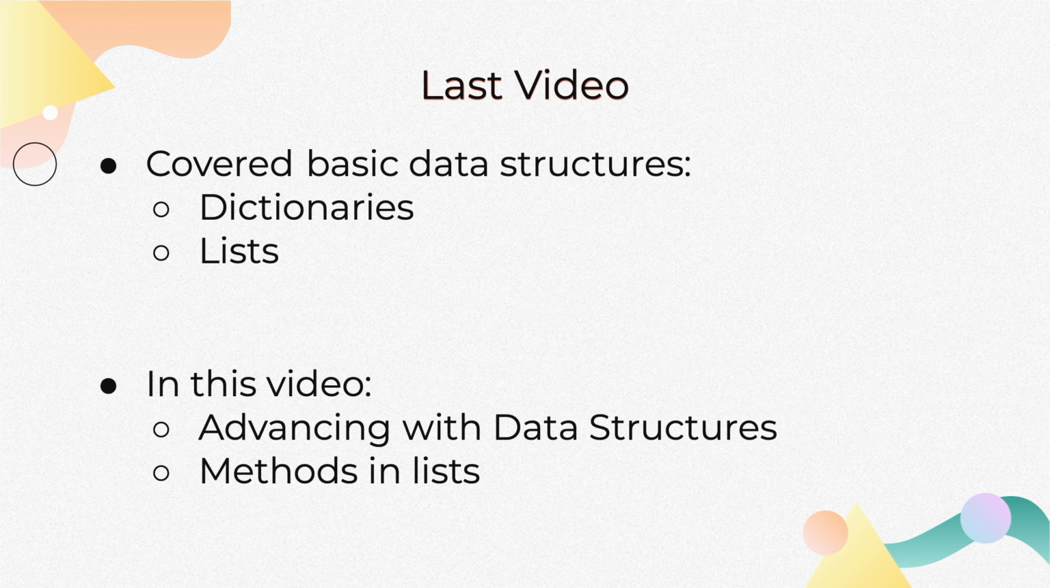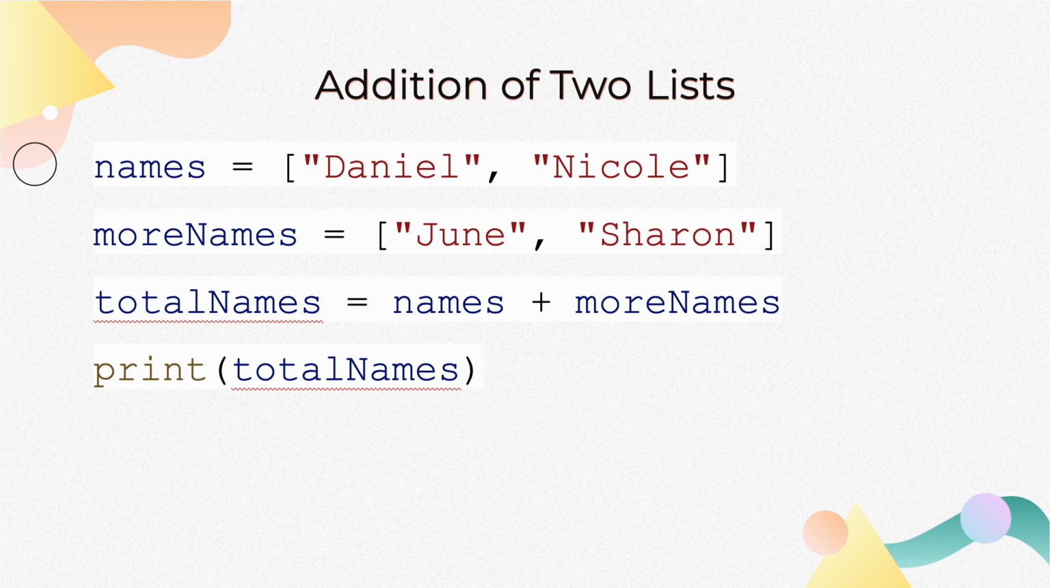In this lesson, we will be covering advancing with data structures and some methods within lists. Remember that in last videos, we covered dictionaries and lists, which are the two most fundamental data structures that we have in Python. Let's take a look at how we would add two elements in a list.